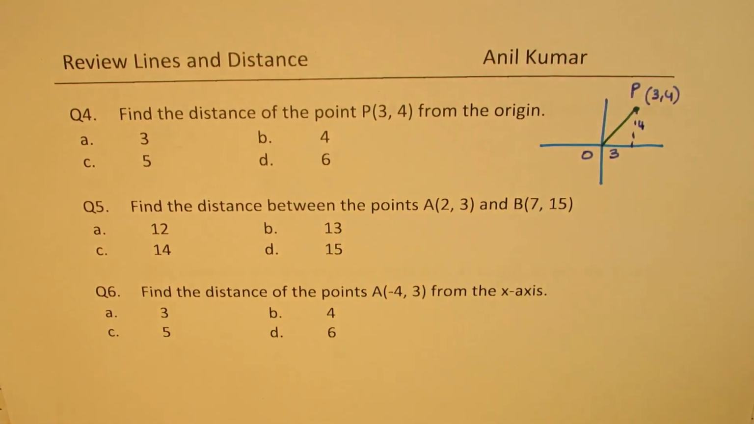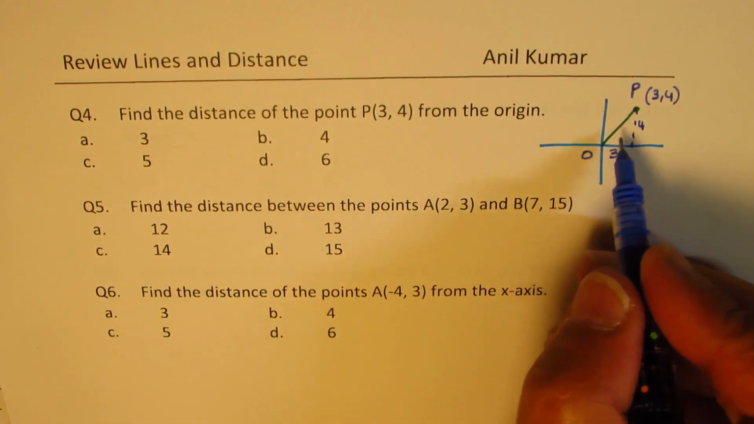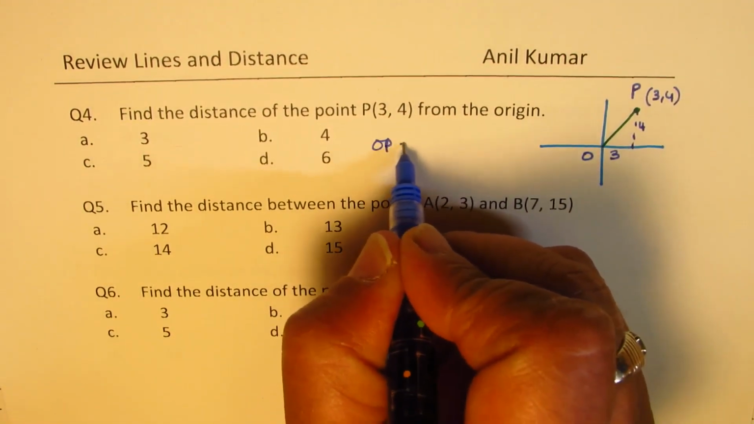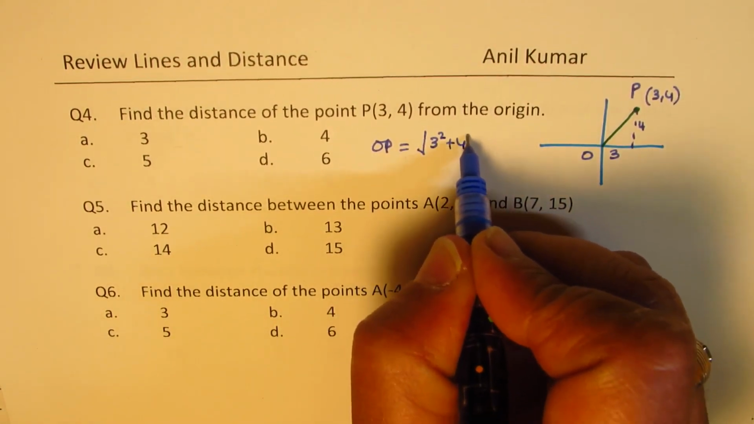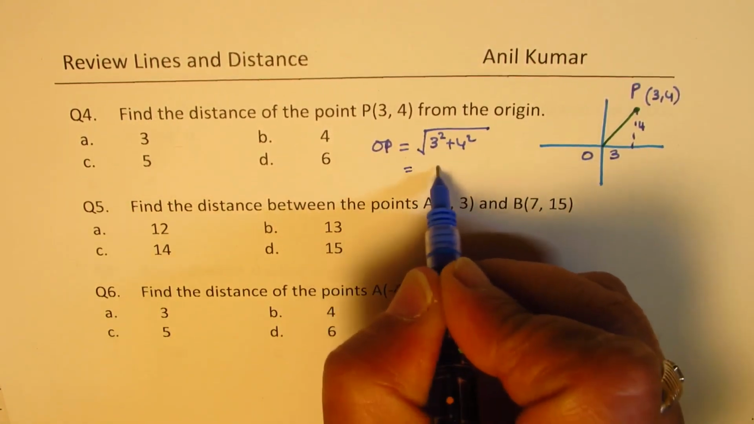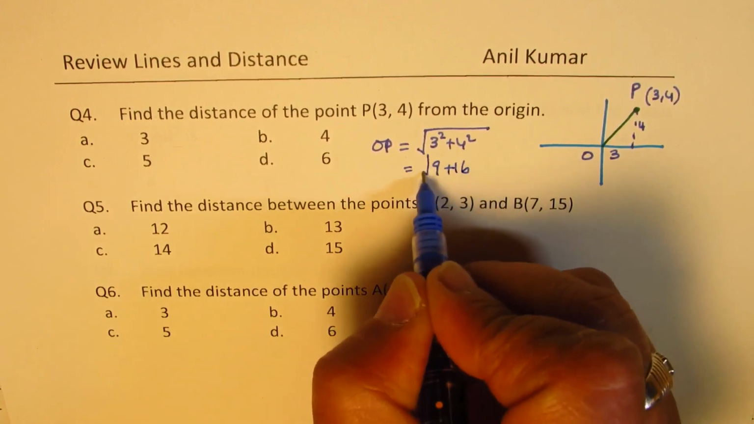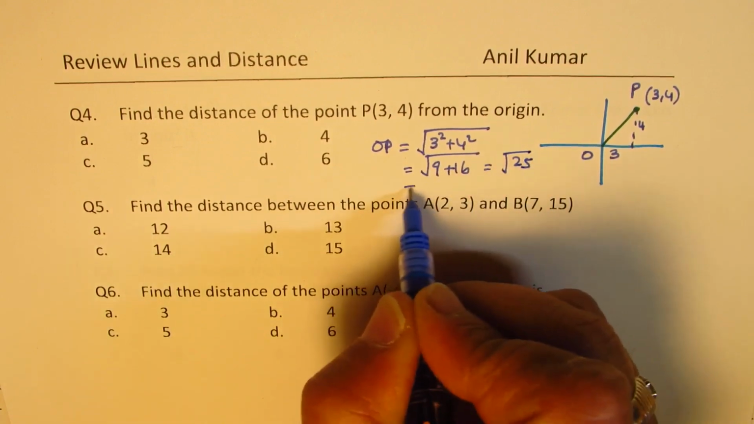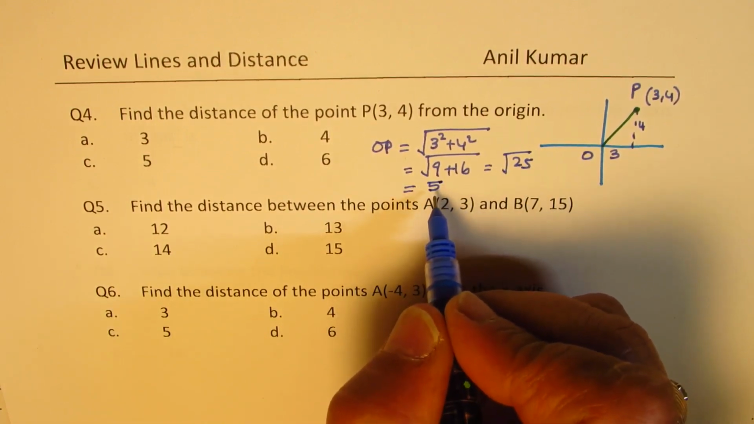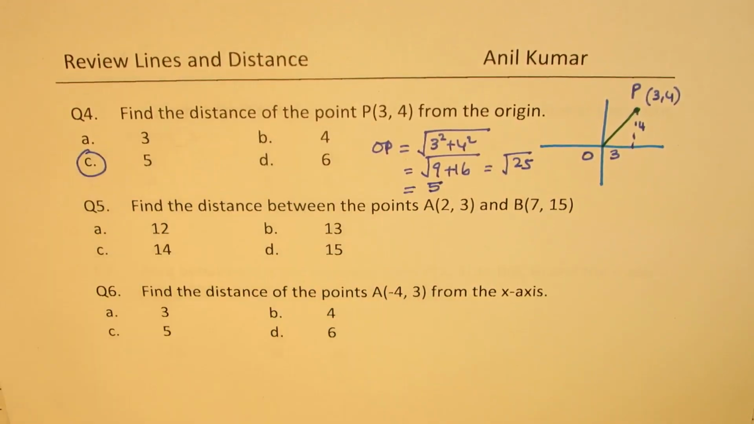You can use Pythagorean theorem, right? So we get this distance OP as equal to square root of 3 square plus 4 square, which is 9 plus 16, square root of 25, which you get as 5. Clear? So option C is the right option. If you know Pythagorean theorem, it is very easy, right?